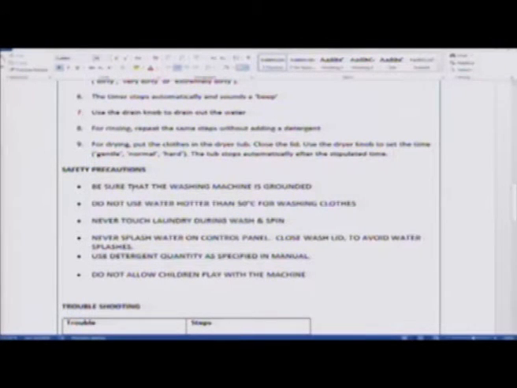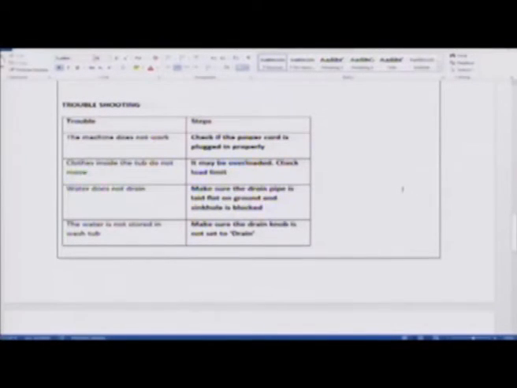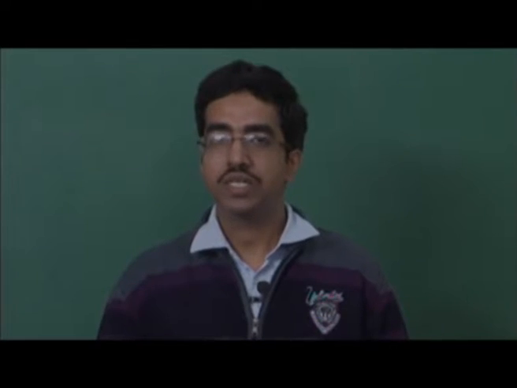Be sure that the washing machine is grounded. Do not use water hotter than 50 degrees centigrade for washing clothes. Never touch laundry during wash and spin. Never splash water on the control panel, and so on. So, a list of precautions a person needs to keep in mind. Then another important section is troubleshooting. So, there is a trouble the user can handle immediately, even before consulting a technician.